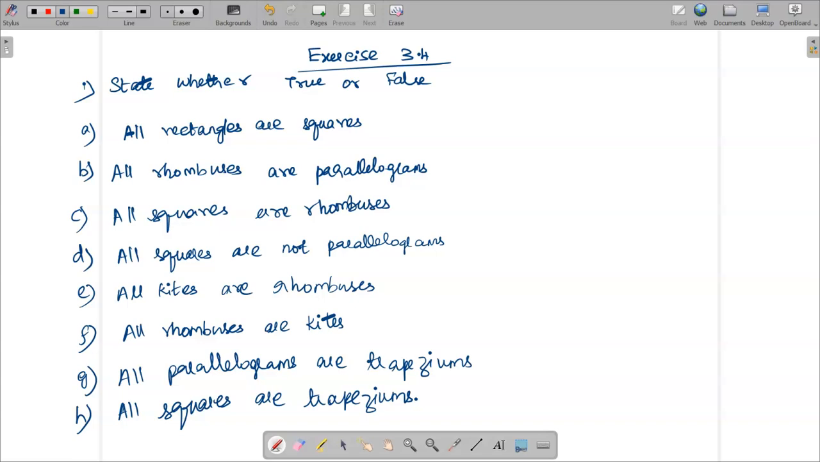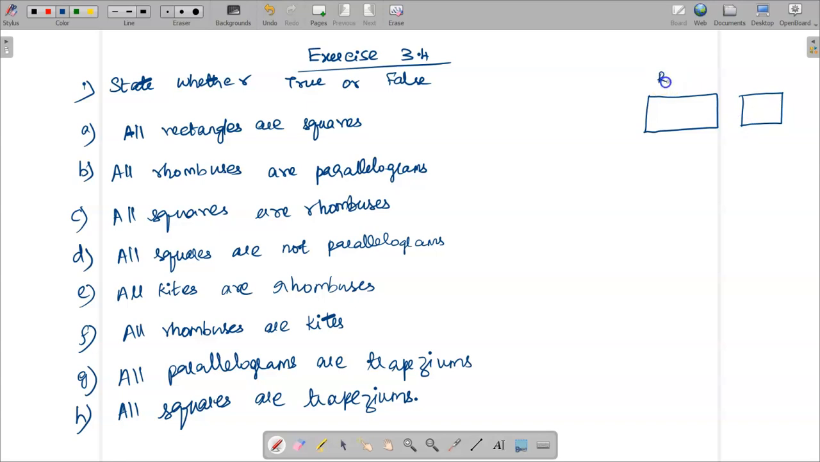State whether true or false. The first question is, all rectangles are squares. So we have to say whether this statement is true or false. First of all, we need to know about the properties of the rectangle and properties of the square.